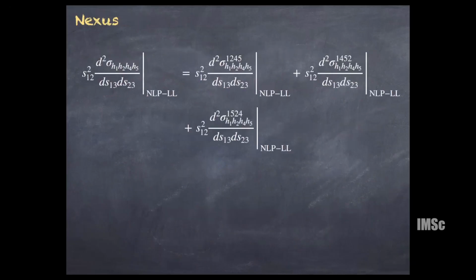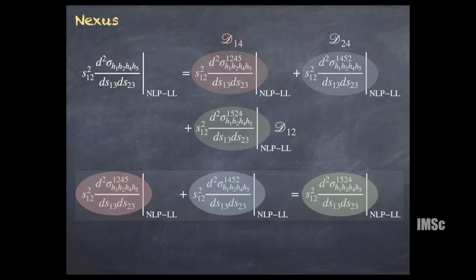On top of that, for any helicity combination you have three terms for this case: D14, D24 and D12. In this process, we have found that D14 and D24 are equal to D12. So basically you have to calculate only the contribution coming from one particular dipole and multiply it by 2, and you get the result. This approach is as simple as that.